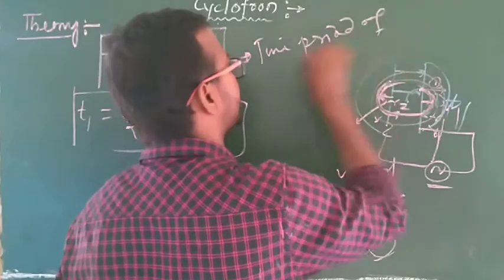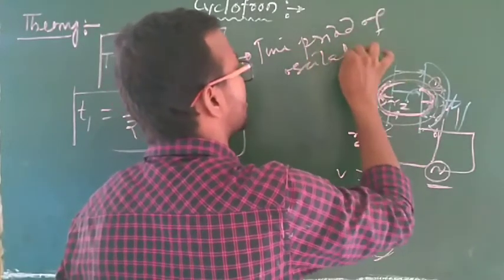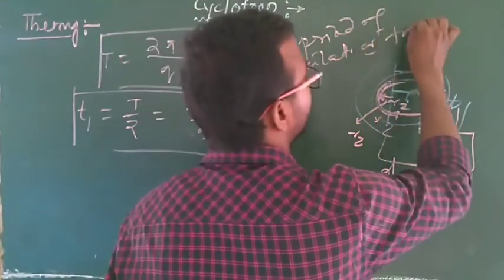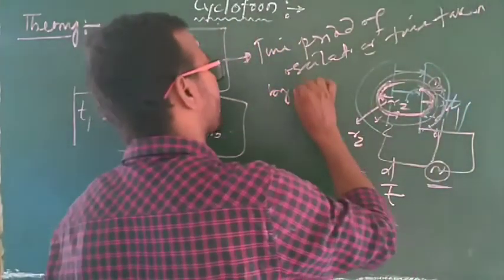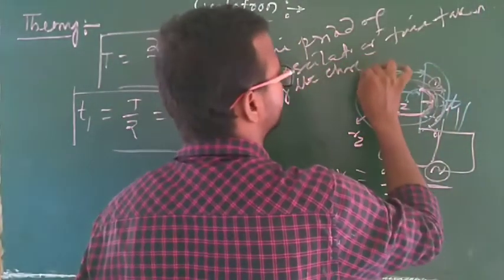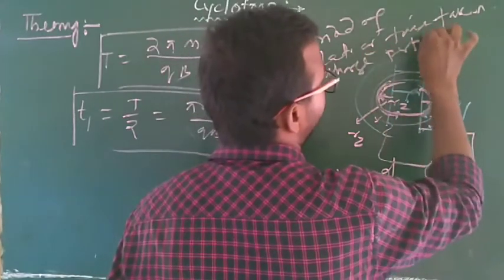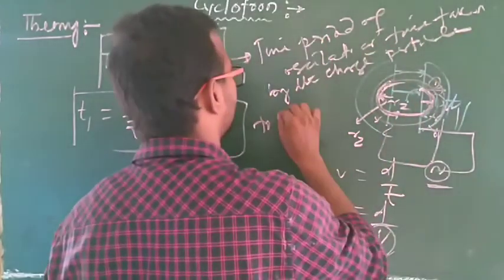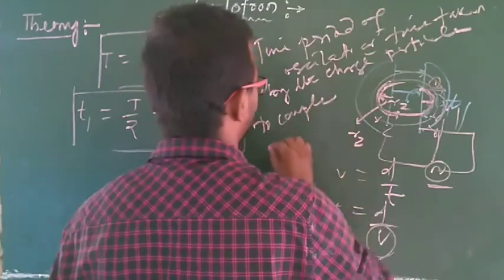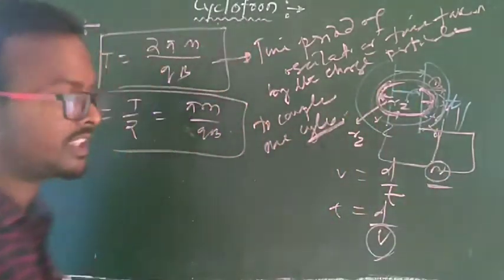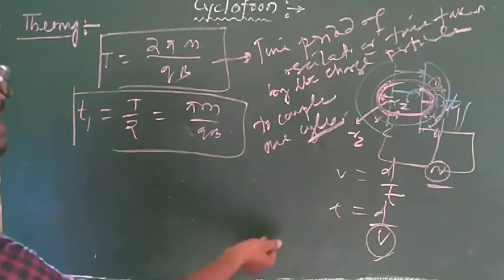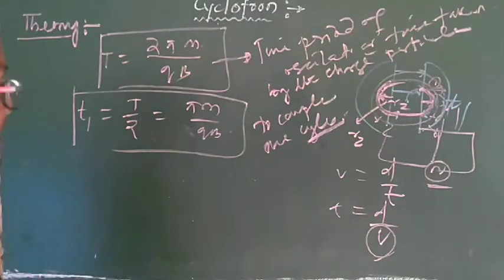Time period of the oscillator, or the time taken by the charged particle to complete one cycle. Clear? This is the time period of the charged particle to complete one cycle.